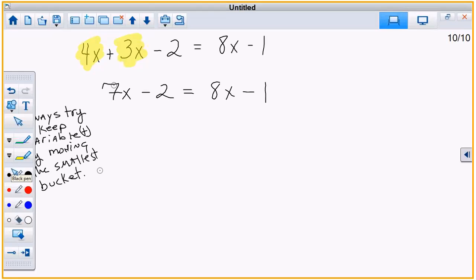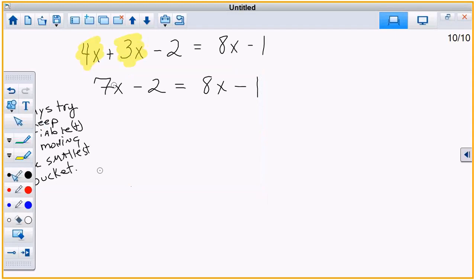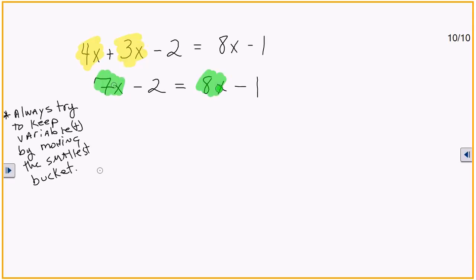Now, what is your objective? Well, in the previous problem, we said that the objective was to get the variable by itself. So the variable is priority. So I'm going to highlight the variable green because that means that I only care about the variable. I really don't care about the number. Okay, so I care about this term and I care about that term. The 2 and the 1 I really don't care about because that's going to fall into place like a tail follows a kite. You know, a kite that you have in the air, flying a kite. The tail always follows the kite. The numbers are going to follow the variable. You just need to get the variable on one side and consolidate it.